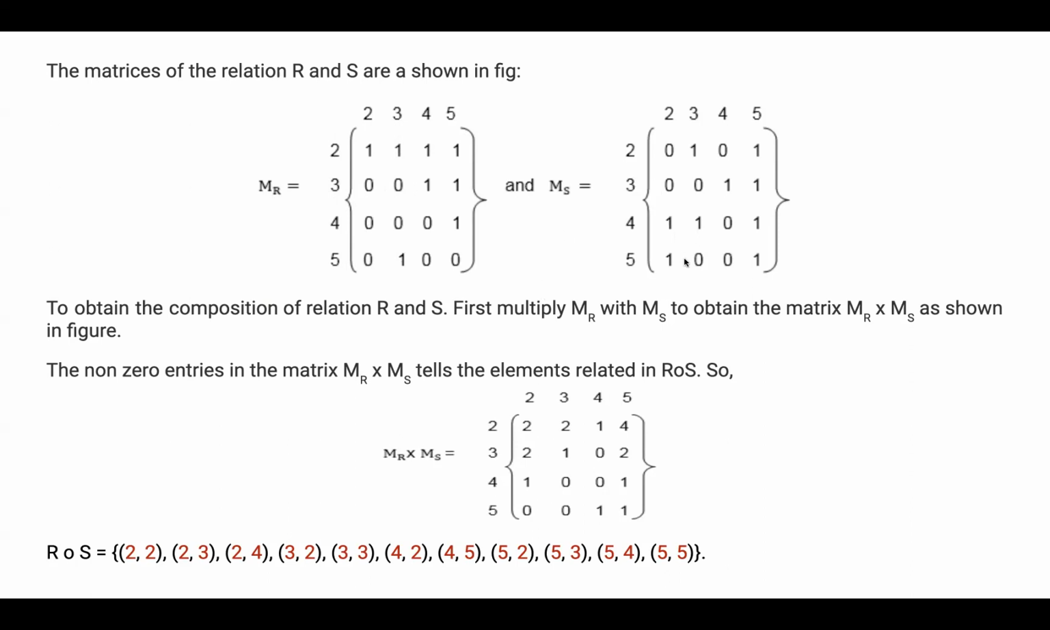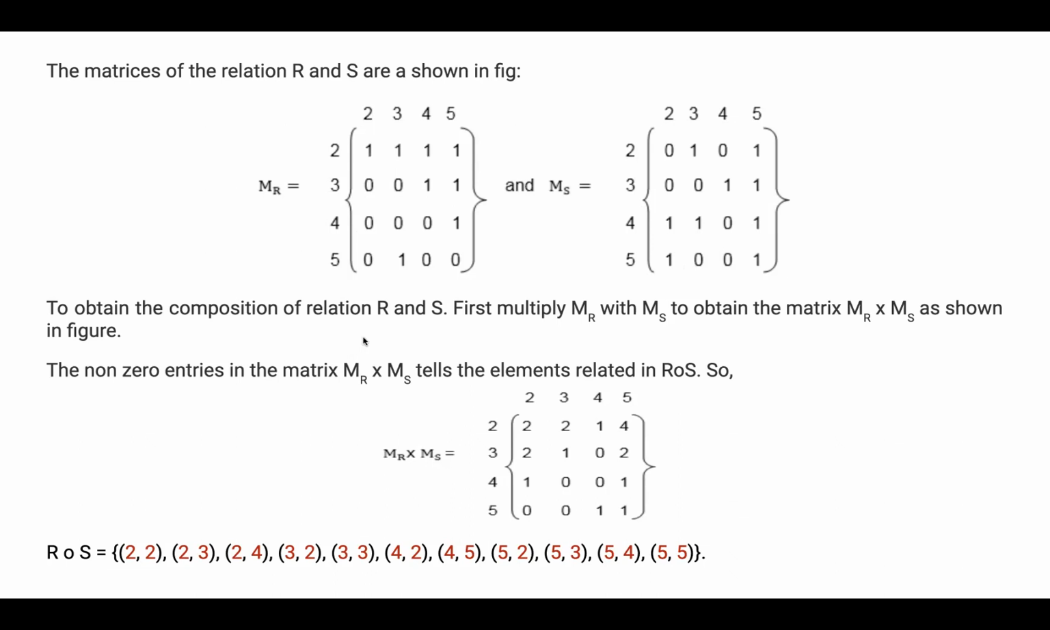Same with S. In S, 2 3 is given, 2 5 is given, 3 4 is given, 3 5 is given, then 4 2 is 1, 4 3 is also 1, 4 5 is also 1. And now 5 2 is there and 5 5 is also there. So here we can count them as 1.